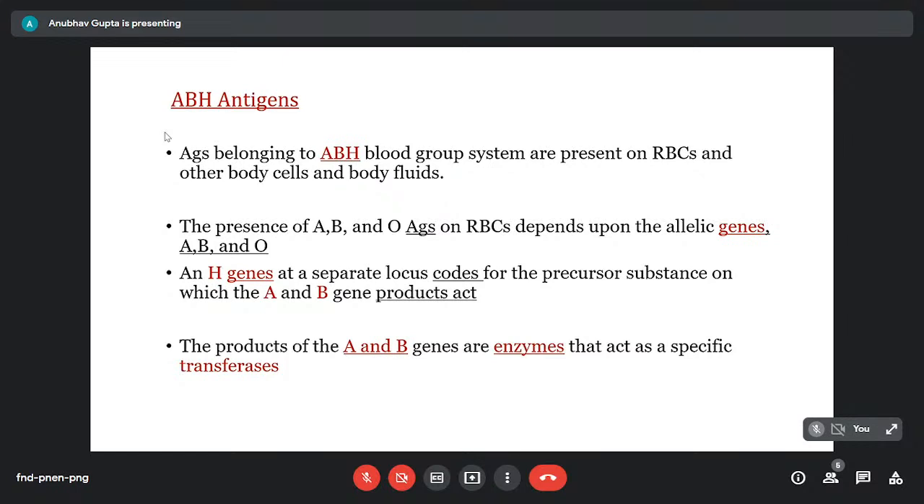Means the H gene codes for the enzyme which forms the H substance, and on that H substance the A gene codes for the A enzyme, and that A enzyme will act on the H product and form the A blood group. The products of the A gene and B gene are enzymes that act as specific transferases. But I was telling you the genes are coding for the enzymes and those enzymes are forming the antigens. The genes are coding for the enzymes and for the antigens indirectly.